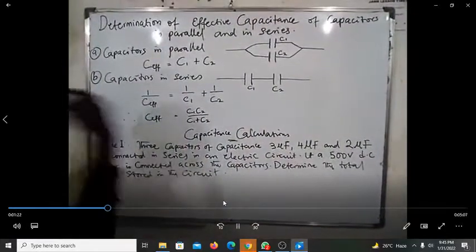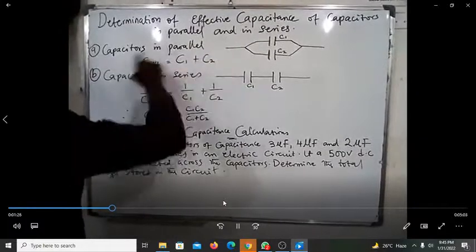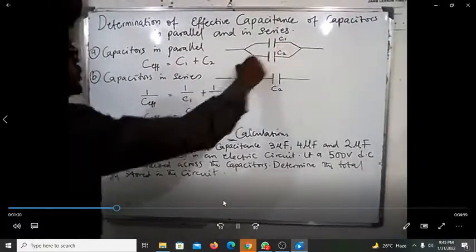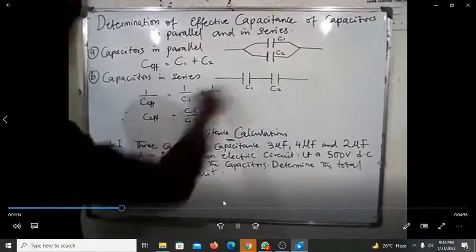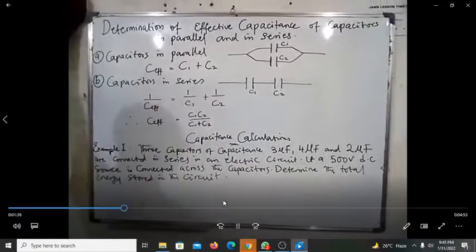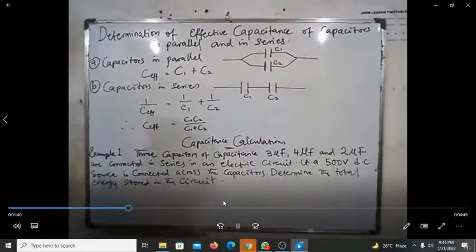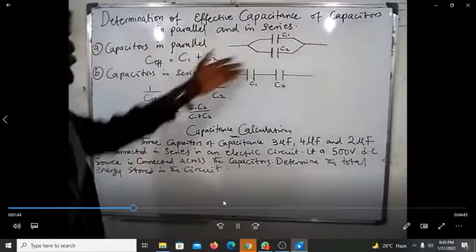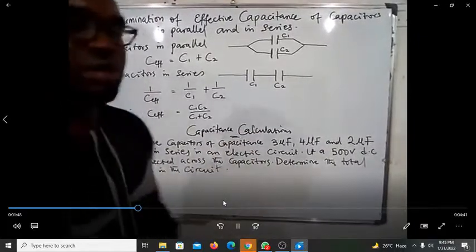So now we're going to do calculation with this. Whenever the capacitors are connected in parallel, you use direct addition. But whenever they are connected in series, you use the reciprocal. You add up the reciprocals, which gives the reciprocal of the effective capacitance. So take note of these relations. Now, we are going to try one calculation.